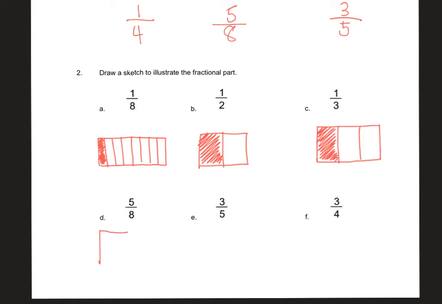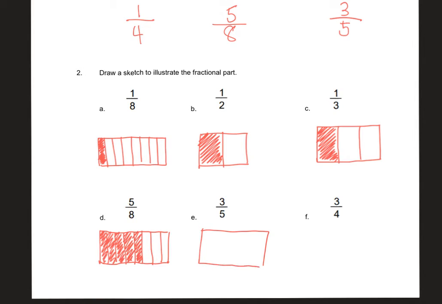Again, this one, D, will look very similar to A. We're going to cut it in half, half again, half one more time, and then we want to shade in 5. So 1, 2, 3, 4 will give you half, and then 1 more to give you 5.